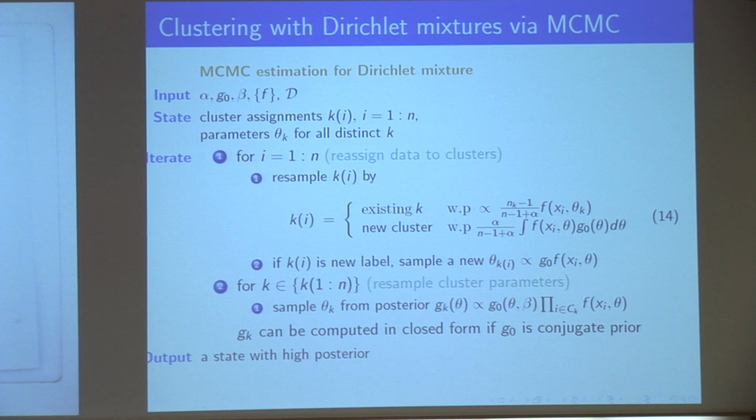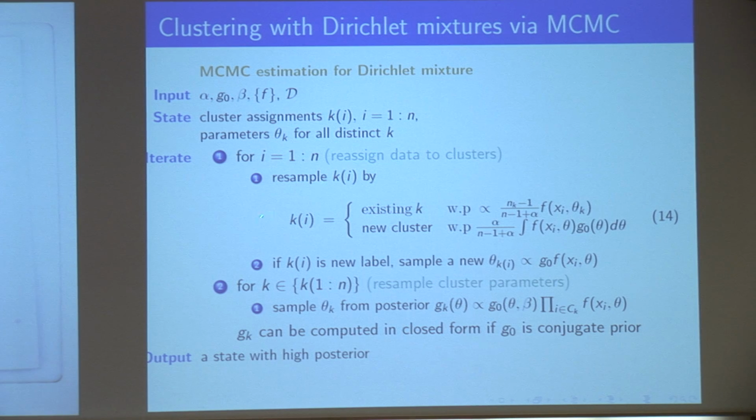OK. So the cluster assignments. I start from an initial state, so every point has a cluster, and every cluster has some parameters at the beginning. And now I pick a new point, and I take it out from the cluster where it was. So the new n_k's that you'll see here take into account that I've taken out the point. So they sum to n minus 1. That's not written here.